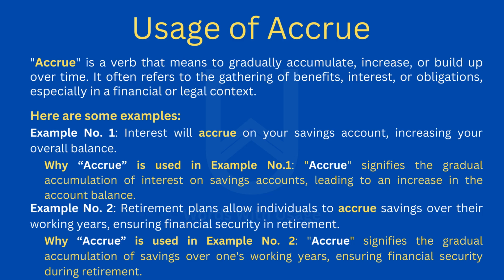Example number 2. Retirement plans allow individuals to accrue savings over their working years, ensuring financial security in retirement. Why accrue is used in example number 2. Accrue signifies the gradual accumulation of savings over one's working years, ensuring financial security during retirement.